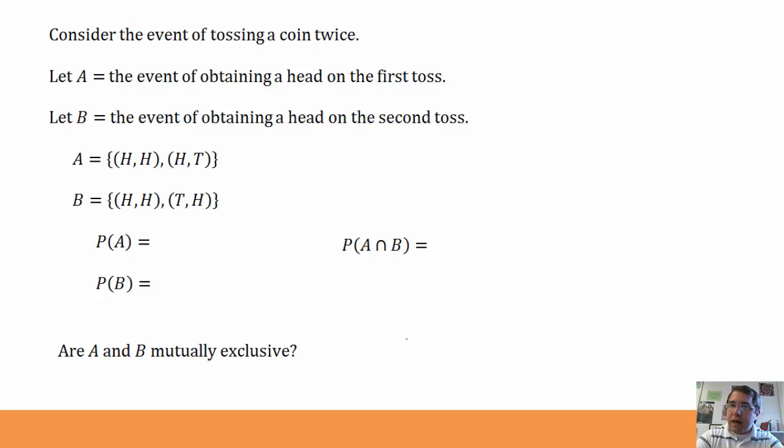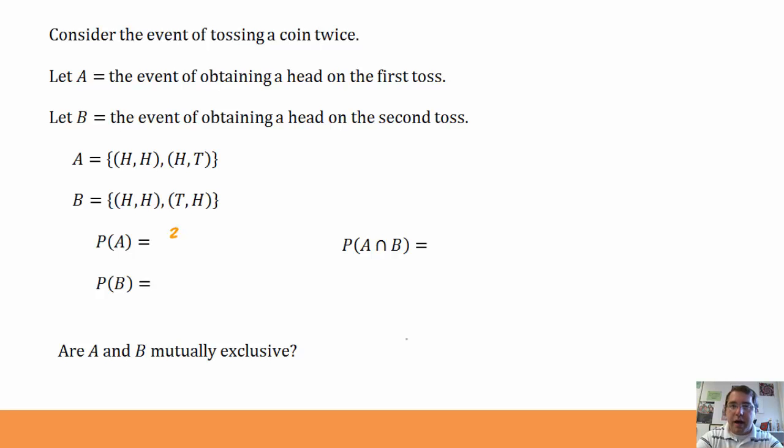A, then, is the set consisting of 2 outcomes: head on the first toss, head on the second toss, or head on the first toss, tail on the second toss. Notice the notation I've used to write those. Each set of parentheses is one event, or one item in the sample space. B is head, head, tails, head. So that is head on the second toss.